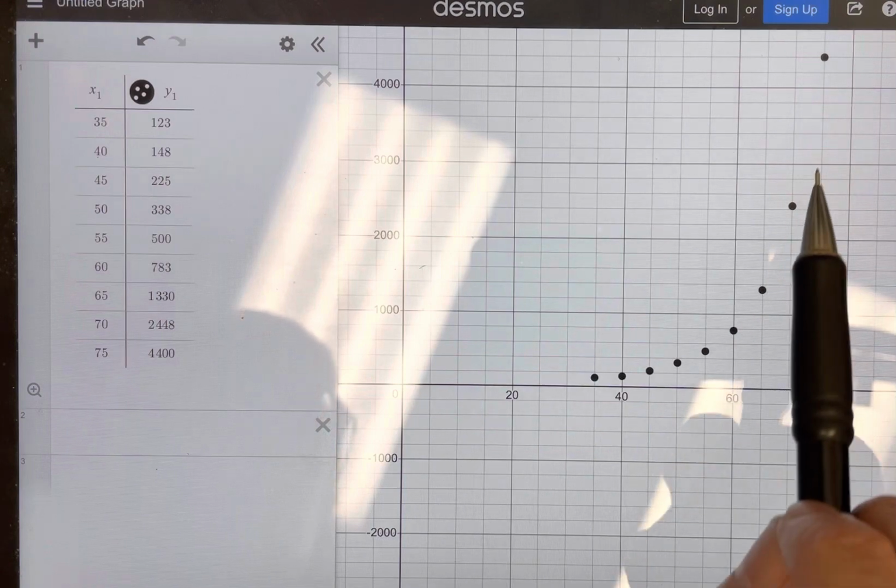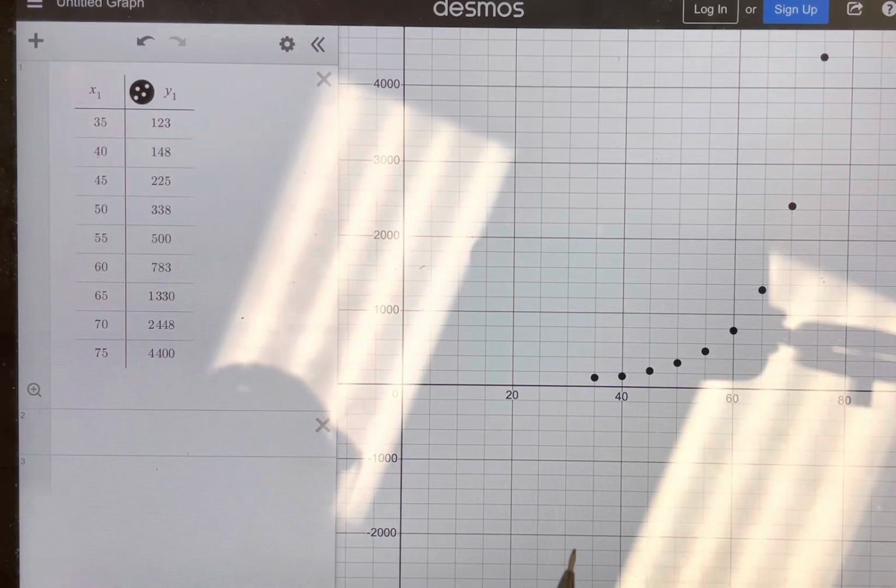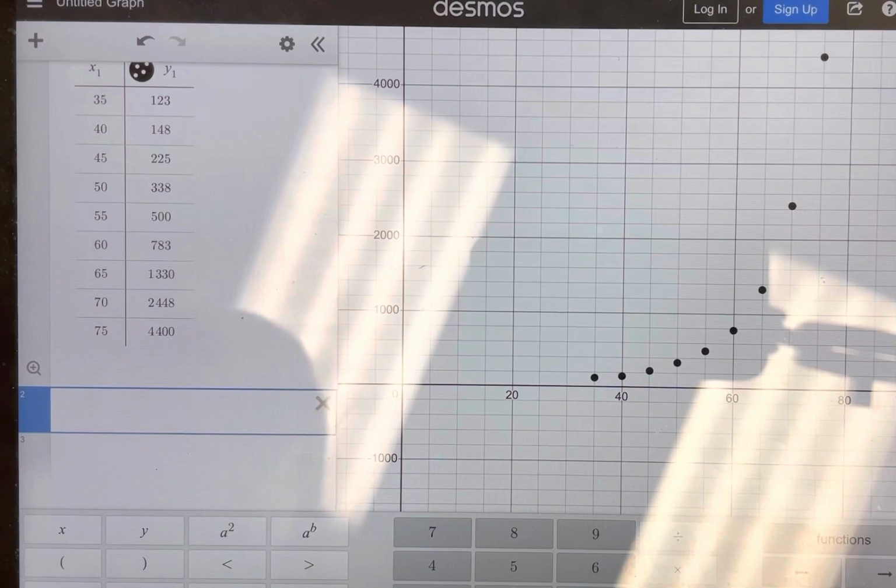That's an exponential look right there. And so let's ask Desmos to give us an exponential function that models these premiums. Okay, so we're going to go into here.